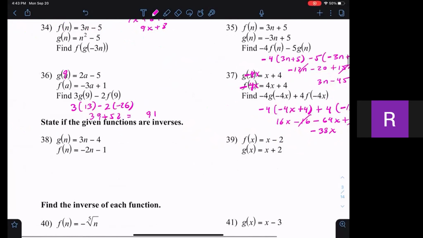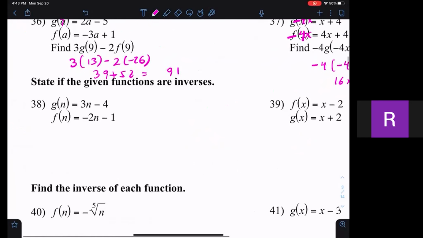Okay, find the inverse. State if the given functions are inverses of each other, right? So you have to do g of f of n. If that works, and f of g of n works, then they're inverses of each other, right? So let's see.